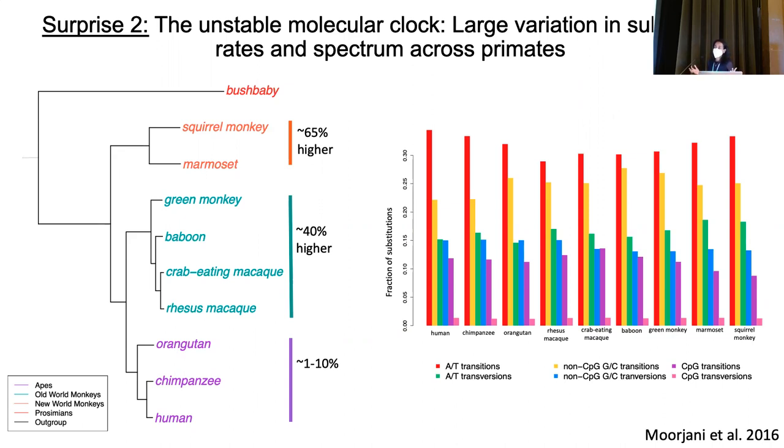And in these analyses, we have tried to control for selection. We have removed conserved regions. And so to a first approximation, these are neutral regions, and we find the rates still differ across species. We can also look at the different proportions of different types of mutations, so basically the mutation spectrum, and we find even the spectrum differs across closely related species.